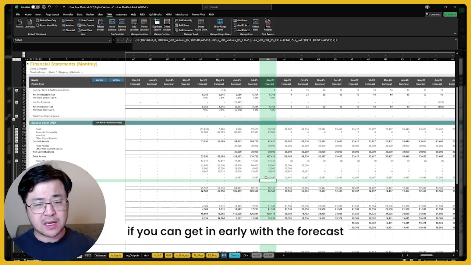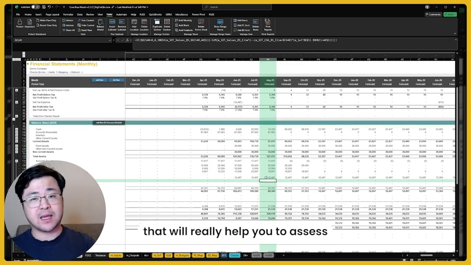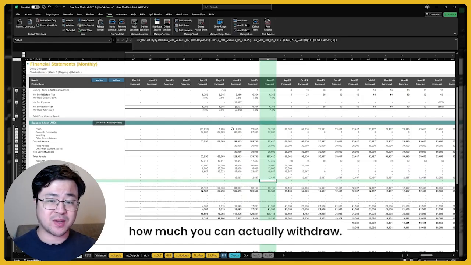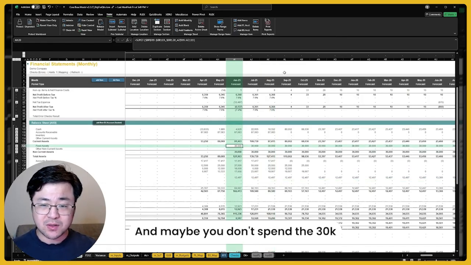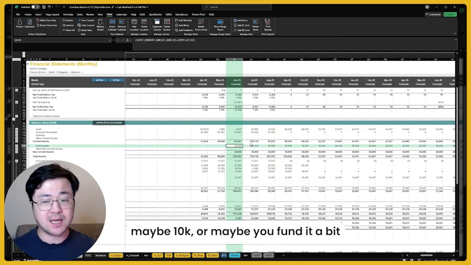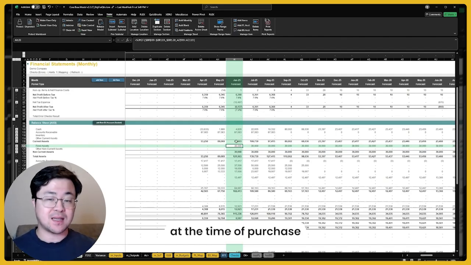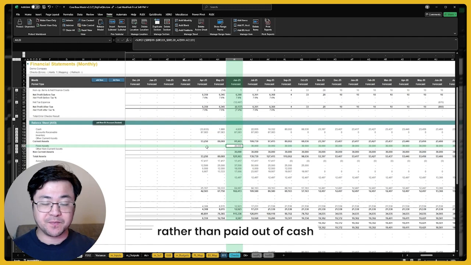So yeah, if you can get in early with the forecast, that will really help you to assess how much you can actually withdraw. And maybe you don't spend the 30, maybe it's 10, or maybe you fund it a bit. So that 30 grand is funded at the time of purchase, rather than paid out of cash in this example.